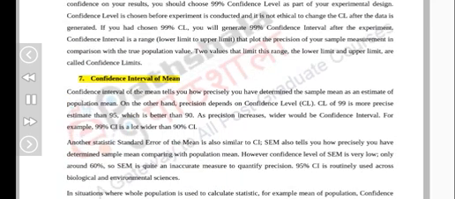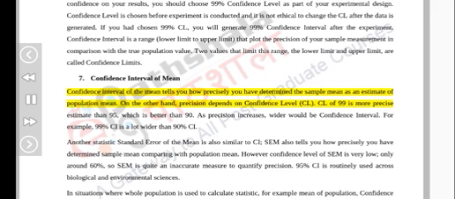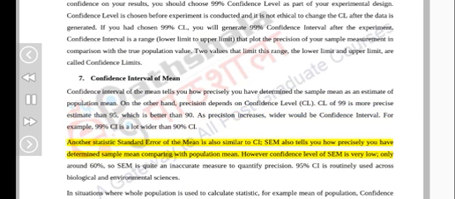Confidence interval of the mean. The confidence interval of the mean tells you how precisely you have determined the sample mean as an estimate of the population mean. On the other hand, precision depends on confidence level, CL. A CL of 99% is a more precise estimate than 95%, which is better than 90%. As precision increases, the confidence interval becomes wider. For example, a 99% CI is a lot wider than a 90% CI.